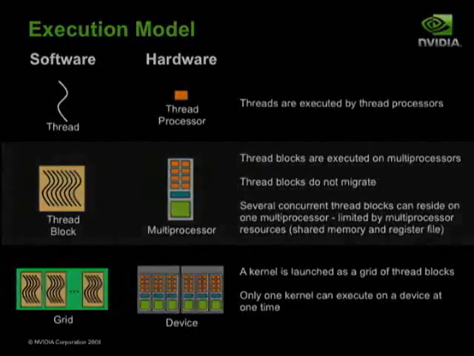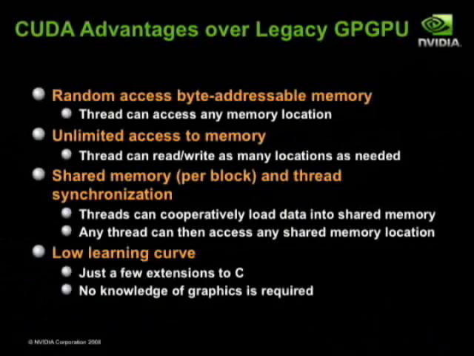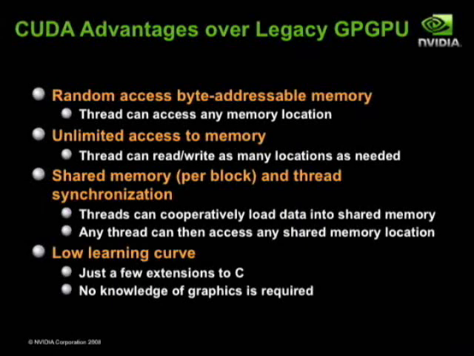CUDA advantages over legacy GPU, where generic computing operations are mapped onto the graphics pipeline. In CUDA, memory access is much more flexible than GPU. Threads can access any memory location as often as needed. CUDA threads can cooperate within blocks through shared memory and thread synchronization. Significant bandwidth reduction to device memory can be achieved when threads in a block cooperatively load data into shared memory, where any thread in the block can access any shared memory location.